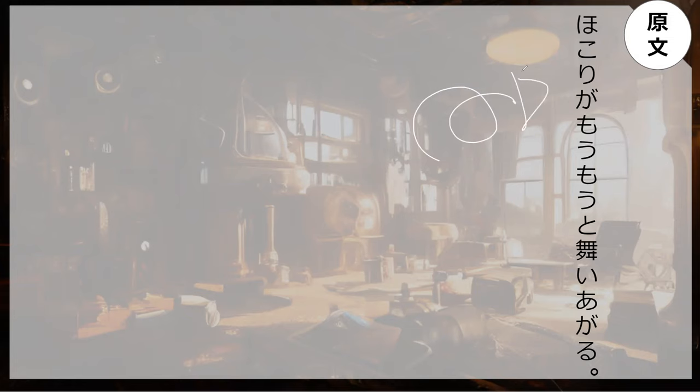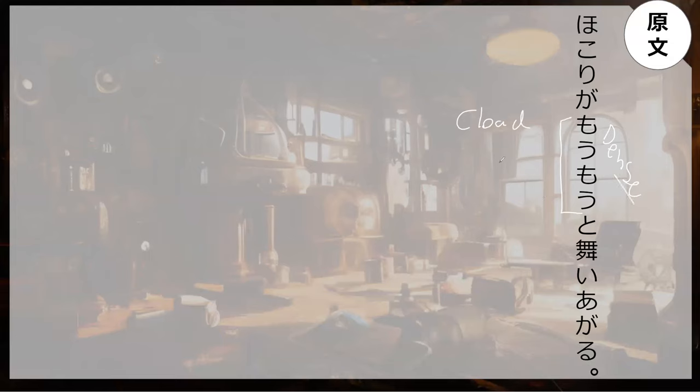Hokori ga moumou to mai agaru. Moumou to. It's a sound effect, which means dense. So the dust flies up in a dense amount, or densely flies up. I would almost say like a cloud is probably how I'd translate this, because the thing that's commonly described as moumou is fog. Right, like a dense fog.